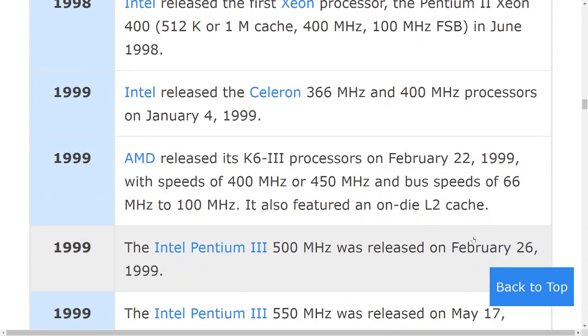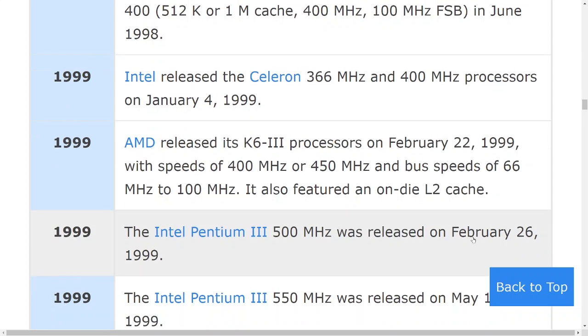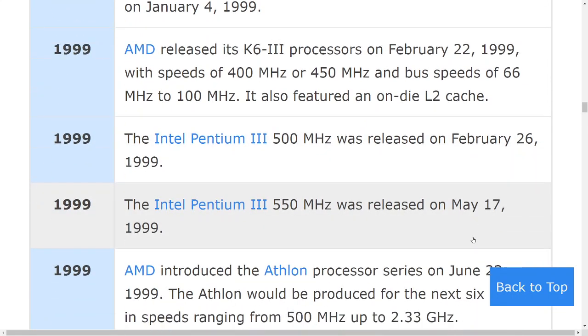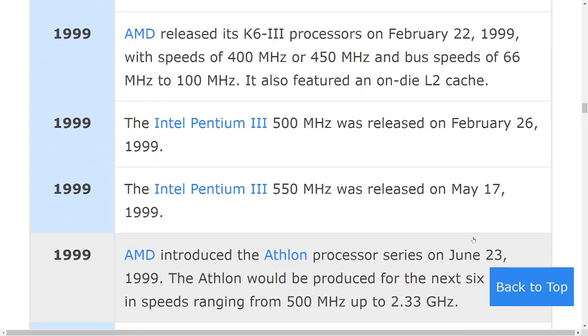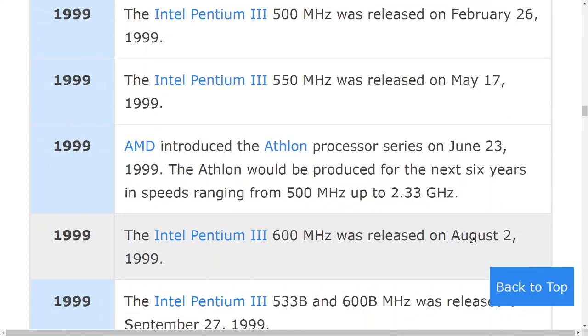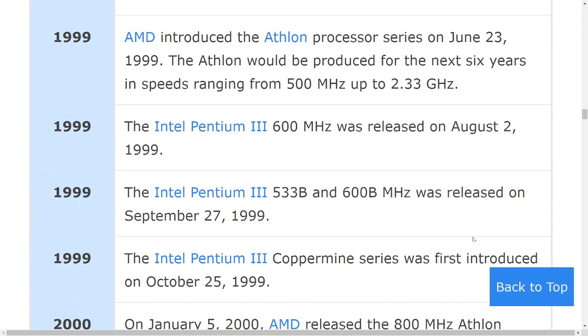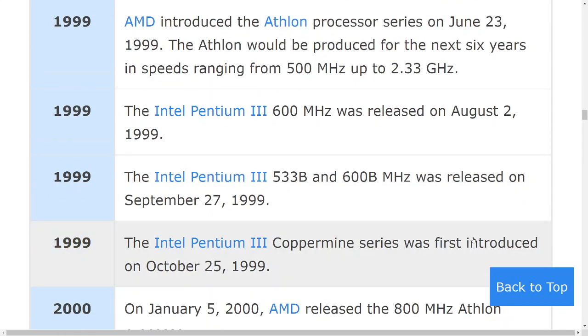1999, Intel Pentium 3 500 MHz was released. The same year, AMD introduced Athlon processor. In the same year, Pentium 3 600 was launched. Again the same year, 533B and 600B MHz Pentium 3 was launched. In the same year, Coppermine series was also launched.